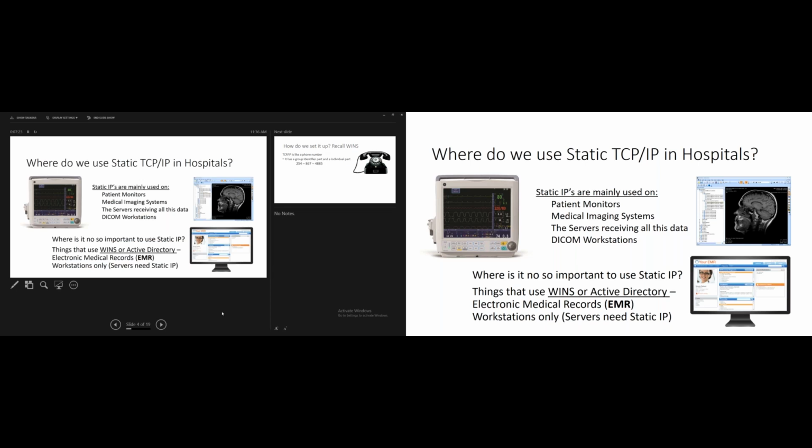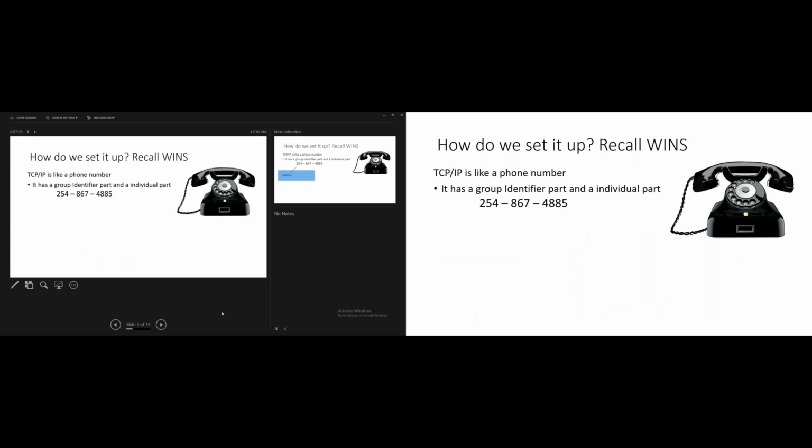So, moving along here, let's go back to the basics of networking. Remember when we covered WINS, we covered the basics of networking. We talked about the group, and we talked about the individual number. So there was a way to identify the group and a way to identify the individual number. I want to rehash it. Remember, the way to identify the group has to be the same. We have to be in the same group. We have to have a different identifier for the individual.